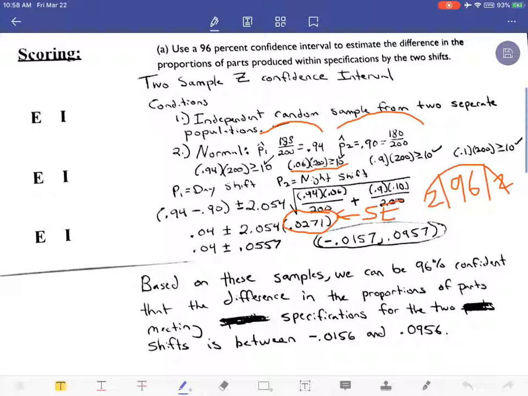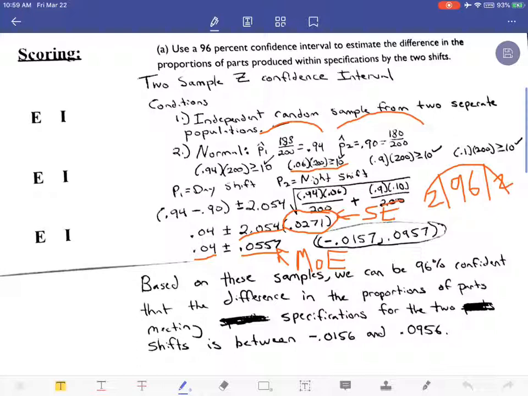And then when we go through and multiply it by our critical z-score right here, that gives us our margin of error. So then the 0.04 is our point estimate, and the 0.0557 is our margin of error. And when we add and subtract that from the point estimate, our confidence interval comes out to negative 0.0157 to 0.0957.